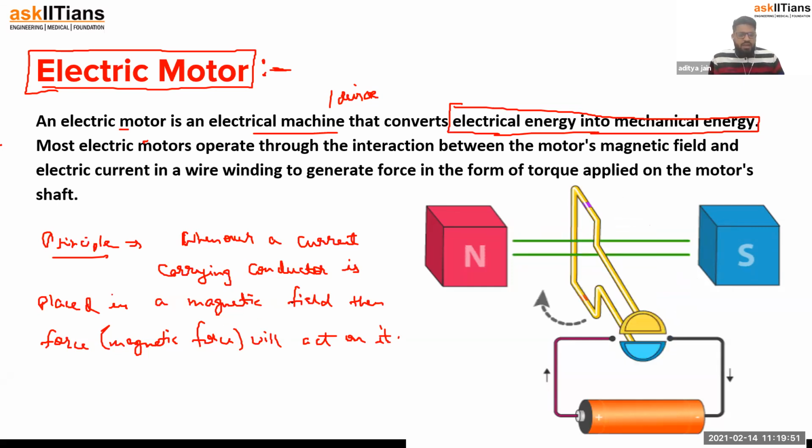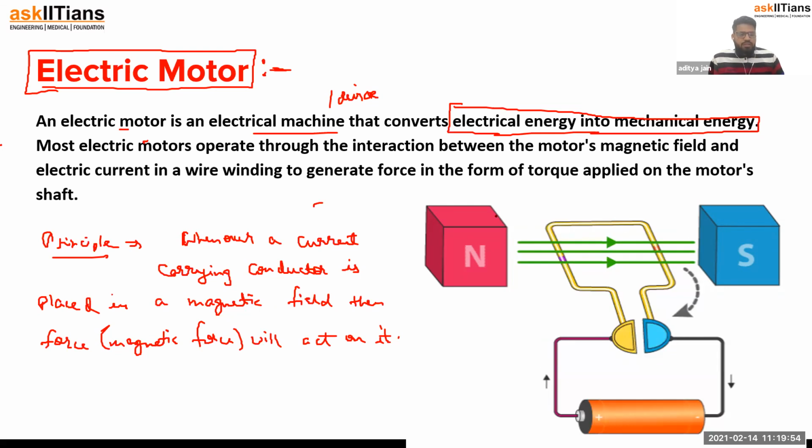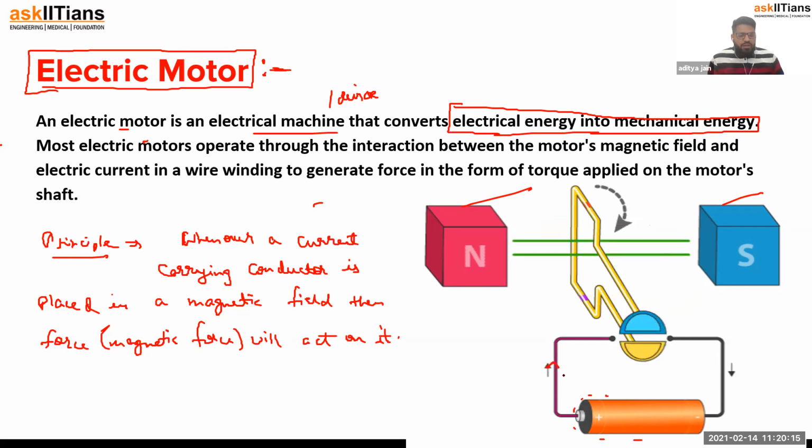As you can see in this diagram, there are two magnets, the north pole and south pole of a permanent magnet, and there is a rectangular coil which is rotating in this magnetic field, and the external connection is also there. This is a battery. The current flows through this coil and it rotates. You provide electrical energy with the help of the battery, and you get the rotation of the coil, that is, mechanical energy. That is the basic concept on which the electric motor works.